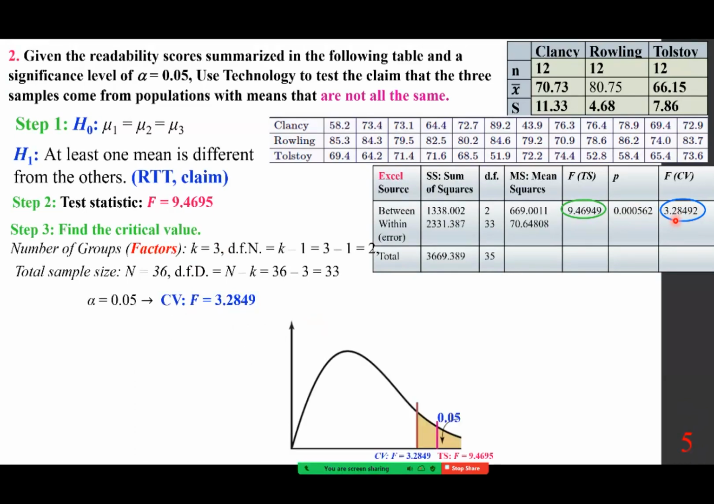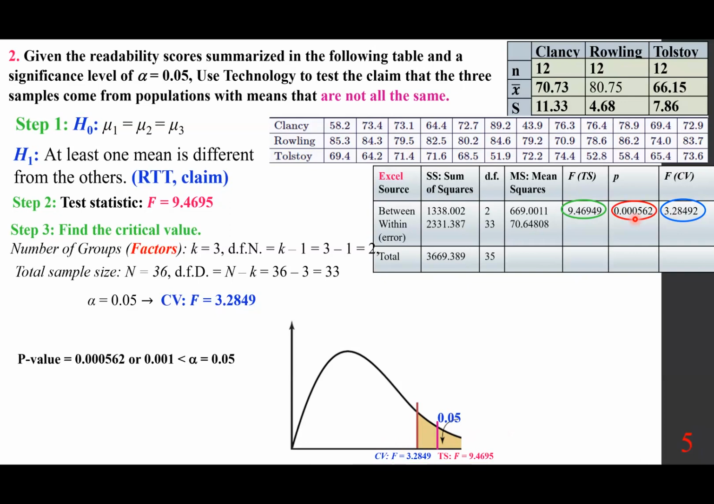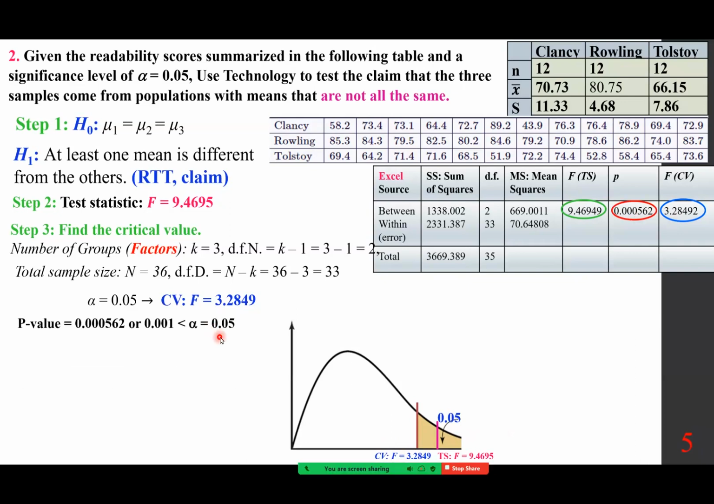If you look at this clearly, the test statistic, 9.4695, is way larger than the critical value. The p-value is also less than alpha, so they result in the same thing, which means reject H0. This is way smaller than alpha 0.05. So in the rejection region, reject, the same result: reject H0. When you reject H0, that means you accept H1, and the claim becomes true.